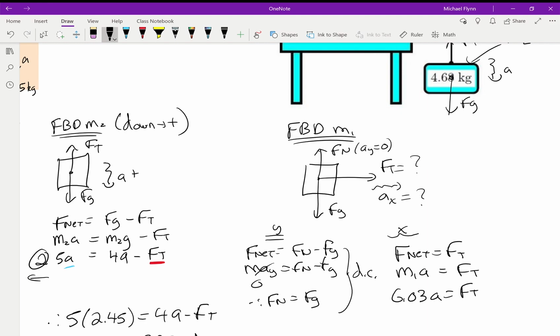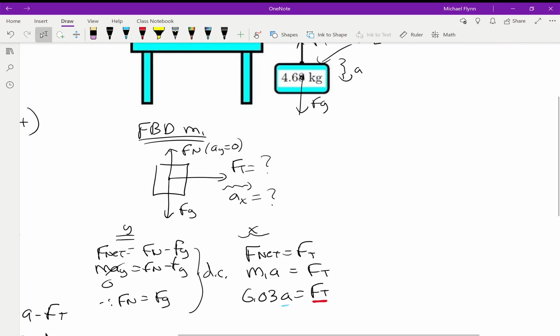Now there's still two unknowns. There's still the tension, which is unknown, and there's still the acceleration, which is unknown. So we have two unknowns. I cannot solve the system of equations with one equation and two unknowns. So again, I have to now look at the free body diagram of m2.